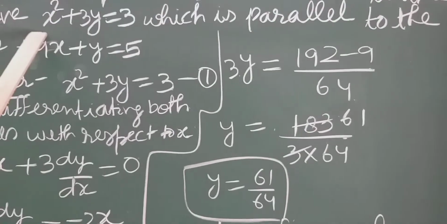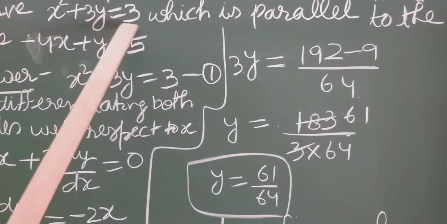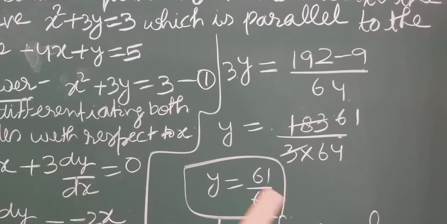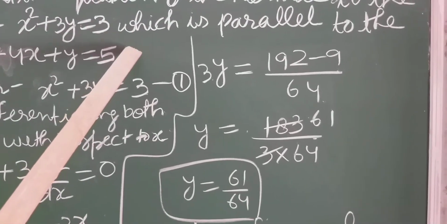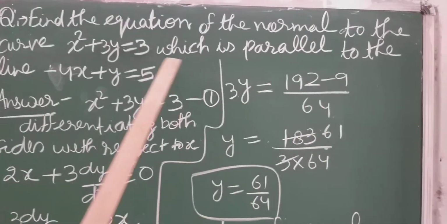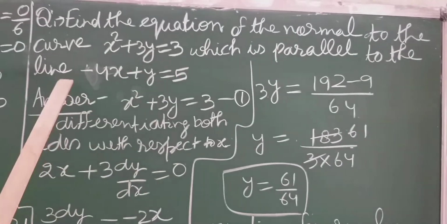Slope we can find out by the differentiation of the equation of curve. Now we have to find the point. So for getting the point, this condition is given to us: the normal is parallel to the line.